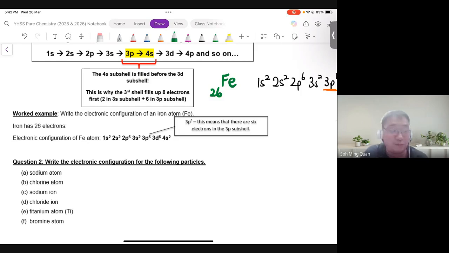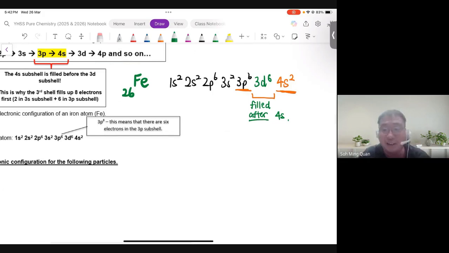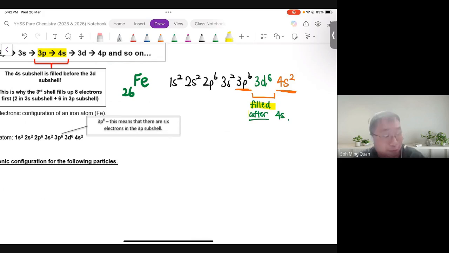Yes, 4s is filled before 3d, but when writing the final answer, we will still, out of habit, write the 3d before 4s in terms of presenting our answer. So even though the 3d is filled after 4s, we will still write it such that it appears to the left of 4s, okay?